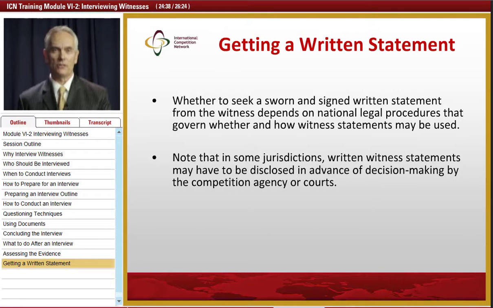Sometimes, after you've conducted an interview, you may want to get a written statement from the witness. Whether to seek a sworn and signed written statement depends on your national legal procedures that govern whether and how witnesses' statements may be used. You should also note that in some jurisdictions around the world, written witness statements may have to be disclosed in advance of decision-making by the competition agency or by the courts.